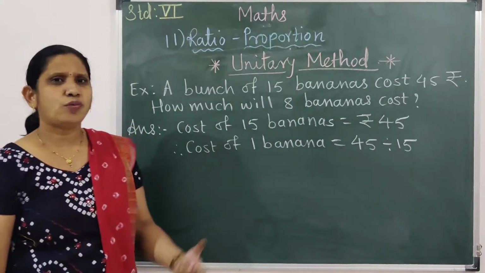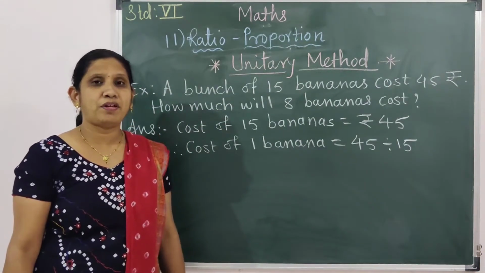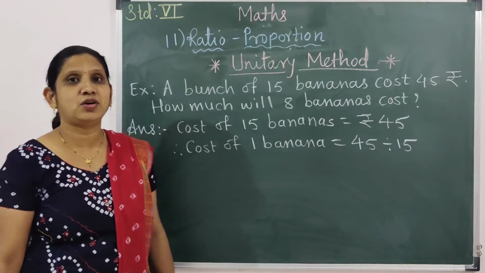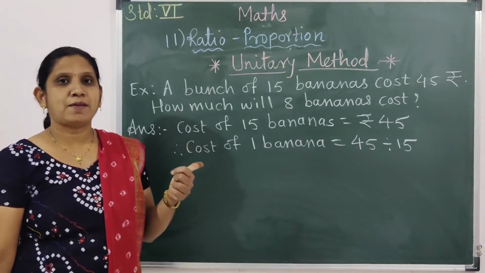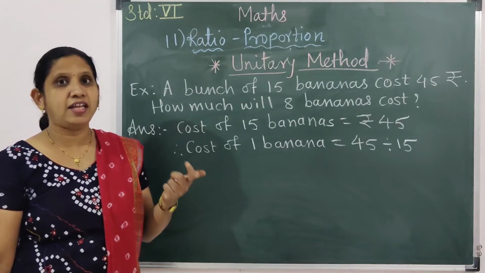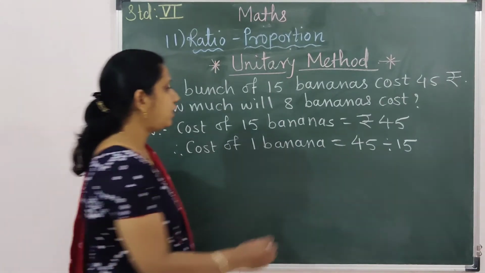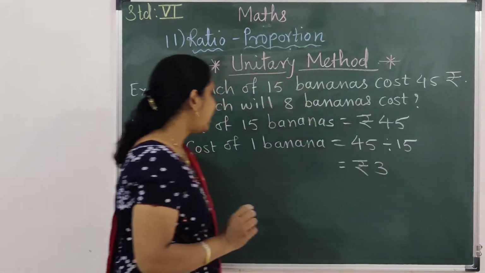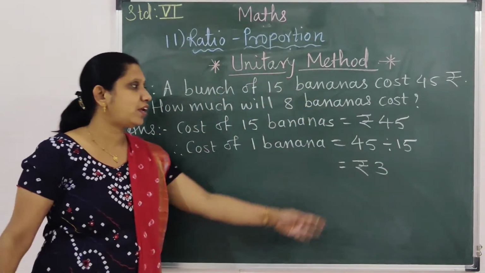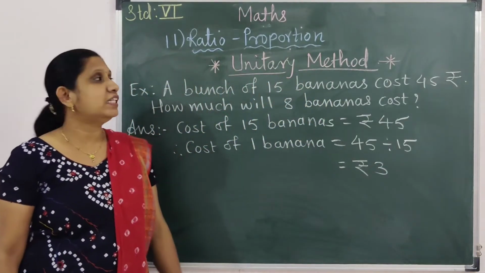So we know the table of 15 very well now, as you are in standard 6. So say the table of 15. 15 ones are 15, 15 twos are 30, 15 threes are 45. So it will come to rupees 3. Is that clear? So the cost of one banana is rupees 3.